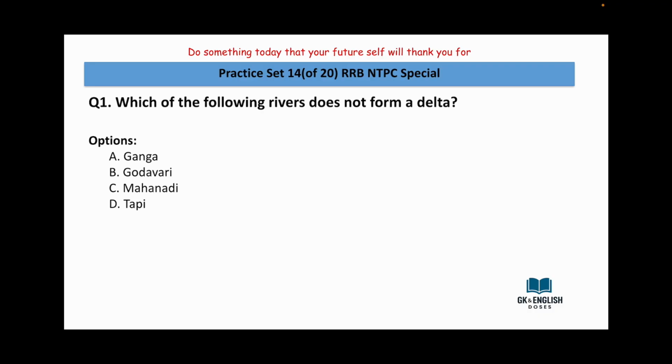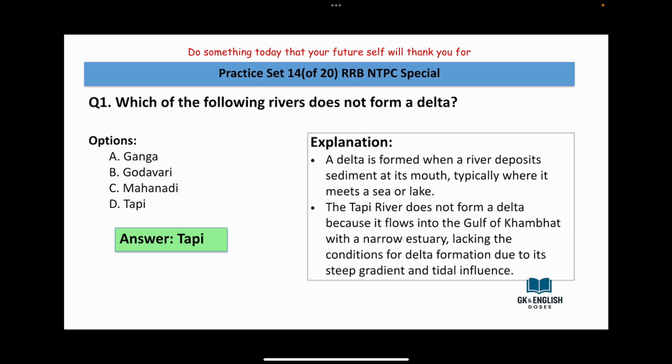Which of the following rivers does not form a delta? Ganga, Godavari, Mahanadi, Tapi. And the answer is Tapi. So a delta is formed when a river deposits sediments at its mouth, typically where it meets either a sea or a lake. Now this Tapi river does not form a delta because it flows into the Gulf of Khambat with a narrow estuary. So therefore it lacks the conditions for delta formation due to its steep gradient and tidal influence.